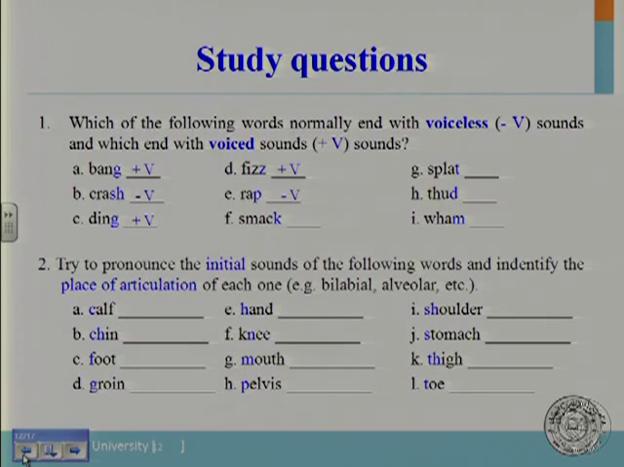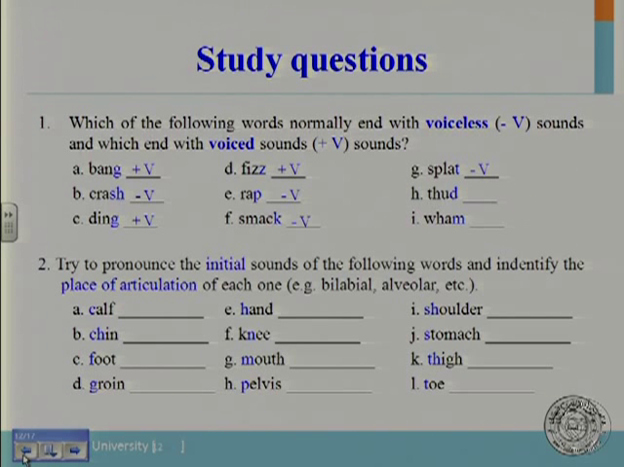Smack. K. Is it voiced or voiceless? Can you answer? If your answer is voiced, it's wrong. K is a voiceless sound. Splat. T. Is it voiceless or voiced? Of course, it is voiceless. It has no vibration.